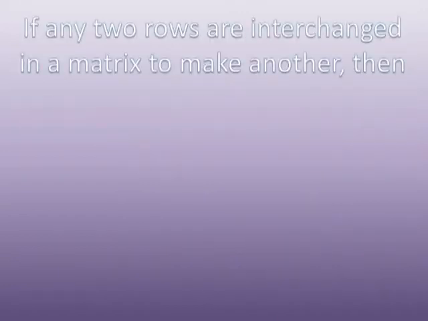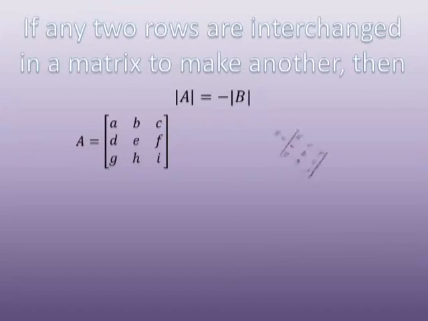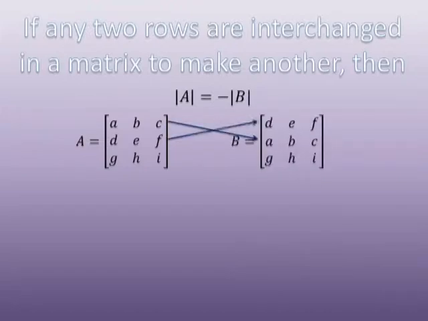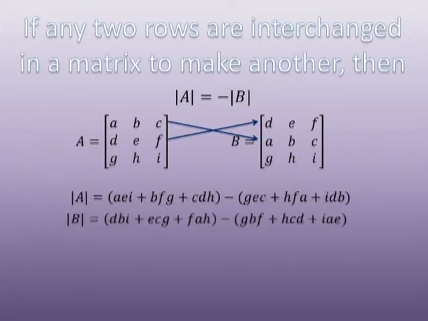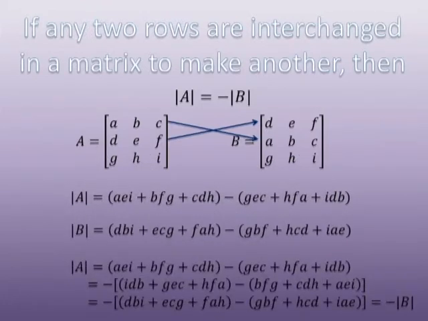If two rows are interchanged in a matrix to form another, their determinants will be opposite of each other. Take the determinant of A and factor out a -1. The result will be the opposite of the determinant of B.